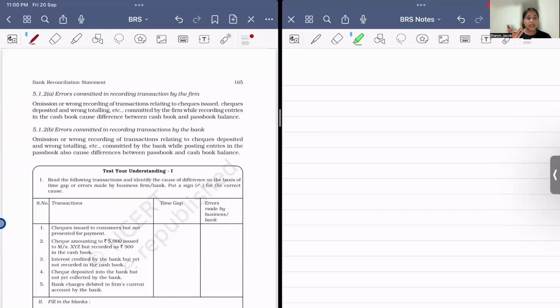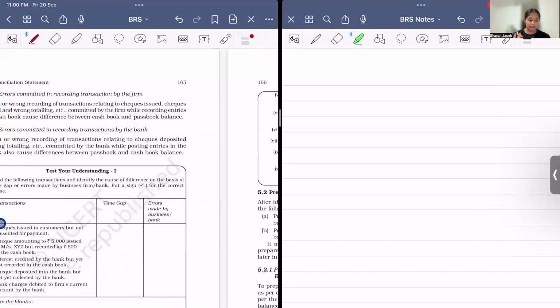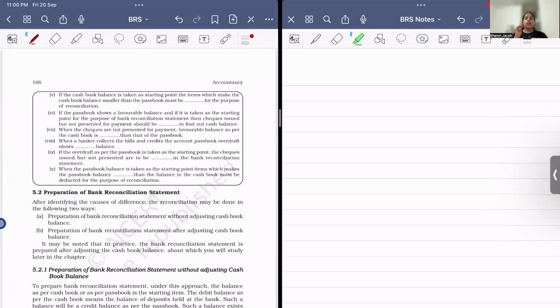Error can either be committed by the firm or error can be committed by the bank. We will not be looking much into that. Now we'll move on to preparation of bank reconciliation statement. Preparation can be taking place in two ways. One is when we adjust cash book and the other is after adjusting cash book. But in practice, BRS is prepared after adjusting the cash book balance. We'll be learning about that later. So first we look at preparation of BRS without adjusting cash book balance.